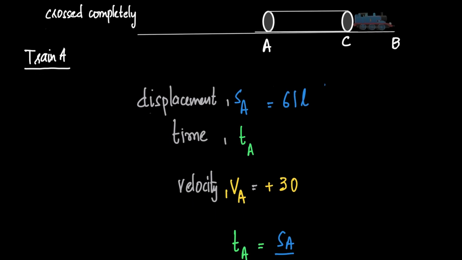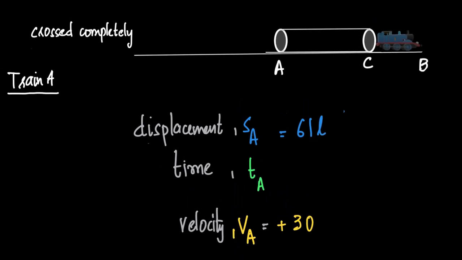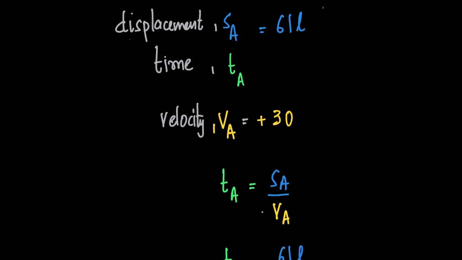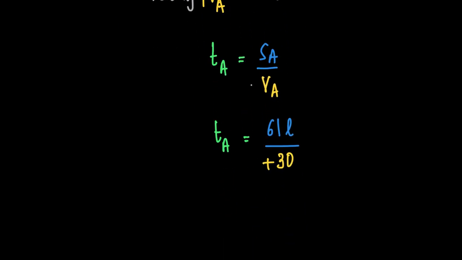Now, when train B has crossed completely, what we see here is this. That's something else that we need to add to our train A. Displacement here is equal to 61L. We just found it out. Now, the time taken by train A to travel from A to B is TA, and velocity is plus 30. How do we connect these three? We can say that time taken by A is equal to displacement of A by velocity of A, which is equal to 61L divided by VA, that is plus 30.